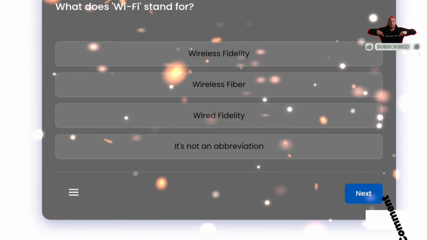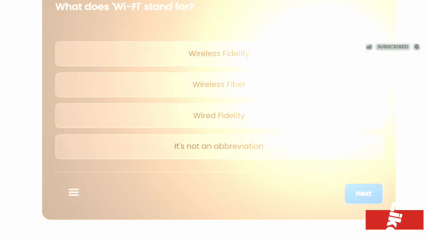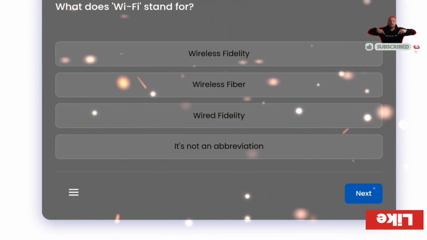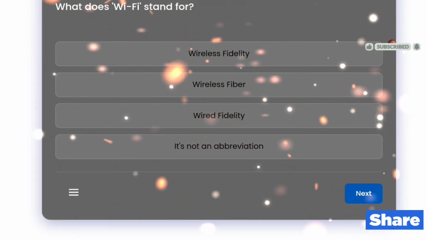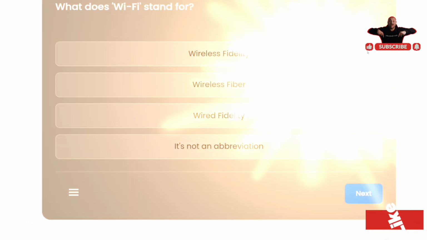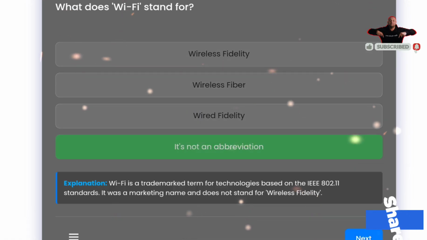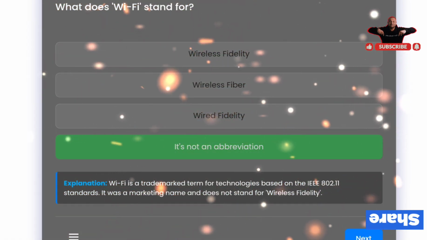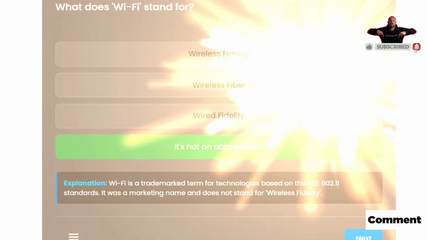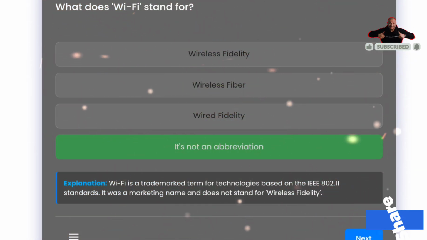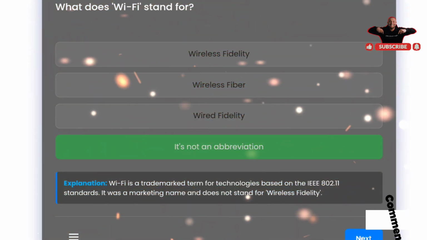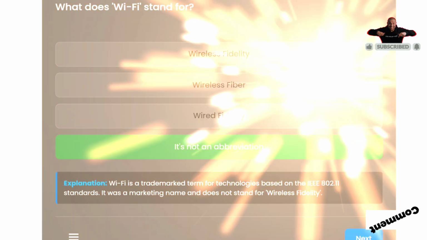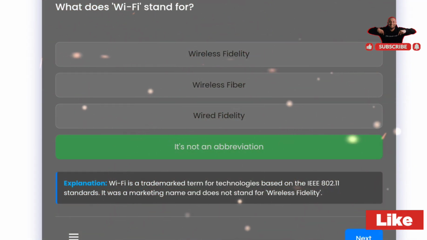What does Wi-Fi stand for? Wi-Fi मतलब क्या होता है? कौन सा? इसमें कोई नहीं, वायरलेस फैसिलिटी नहीं है, वायरलेस फाइबर नहीं है. इसका मतलब ये है, वाईफाई इज ए ट्रेडमार्क टर्म फॉर टेक्नोलॉजी based on the IEEE 802.11 standards. Okay, it was a marketing name. वाईफाई का कोई नाम नहीं है, ये मार्केटिंग नेम है. Does not stand for wireless fidelity.